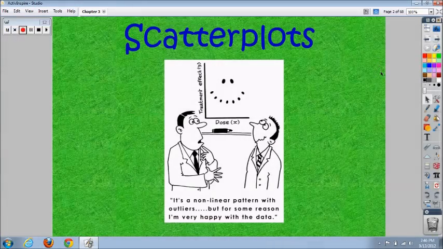So our first section we're going to look at is over a topic called scatterplots. And a scatterplot pretty much sounds like what you think it's going to be. It's a plot of data that can typically look scattered.